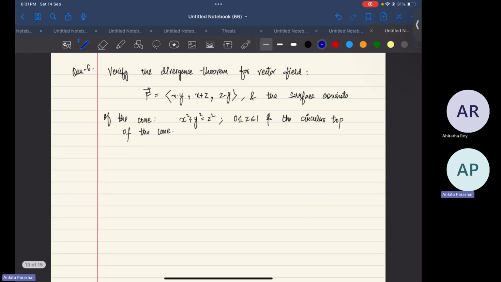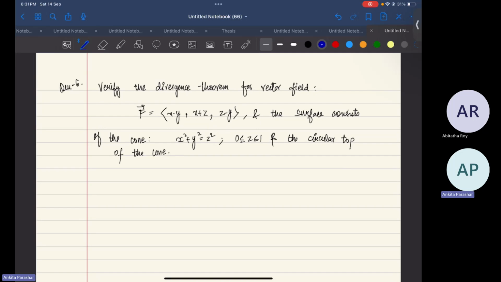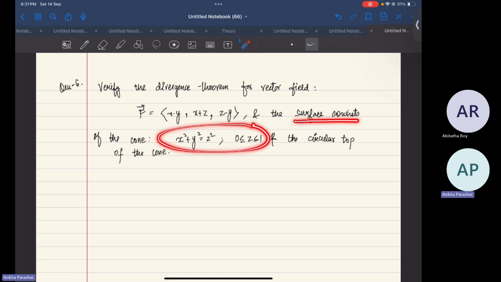Let's just apply it. So we want to verify this divergence theorem. Does it really hold? We are given this vector field F. The surface consists of a cone. The cone is given to you, but here is something important: the surface is not just the cone, but we are including the circular top also. At the top of the cone, we have a circle. Can you tell me the top of the cone, which radius circle is that?